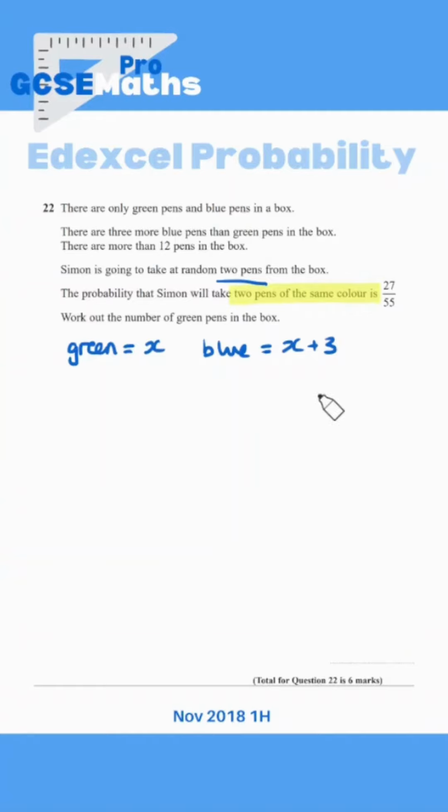So I like to visualise it, I like to draw out a tree. You might be able to just visualise it in your head, that's absolutely fine, it's up to you. So for our first pen, we can either choose obviously green or blue. The probability of getting green, which we don't have numbers for, but we can write it in terms of X, would be X out of however many is in the whole box. So that would be X plus 3, or in other words, 2X plus 3.